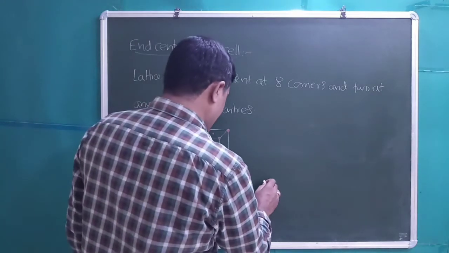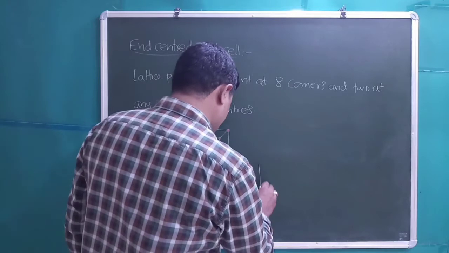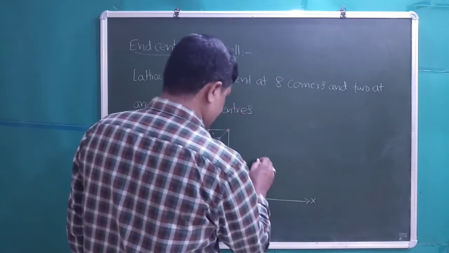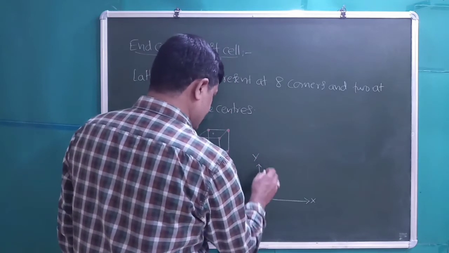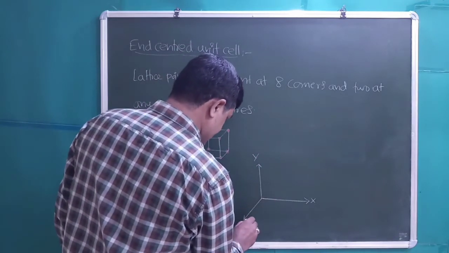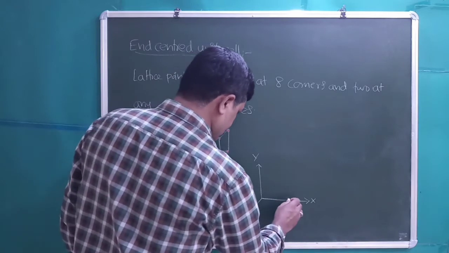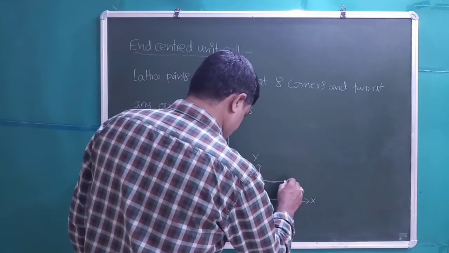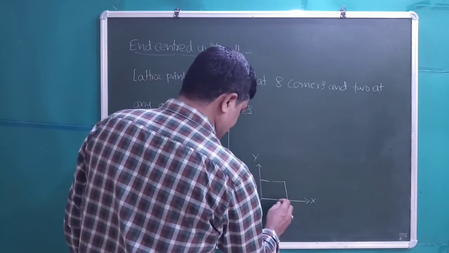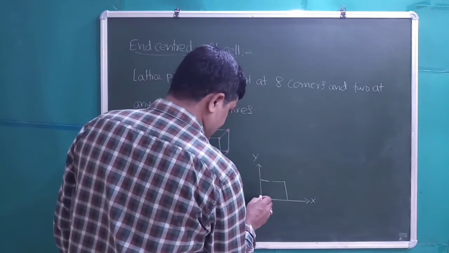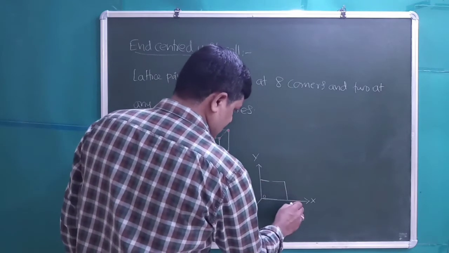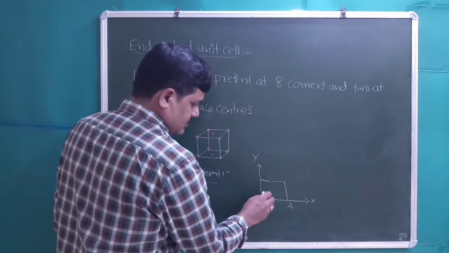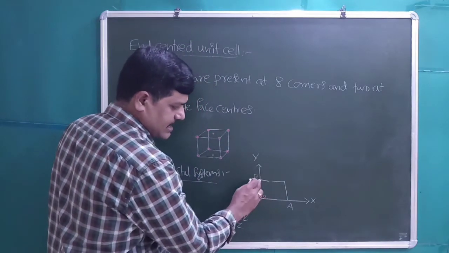According to the convention, we have to take it like this. This is the x axis, y axis, z axis. This length is indicated with OA. Here this point is indicated with B.